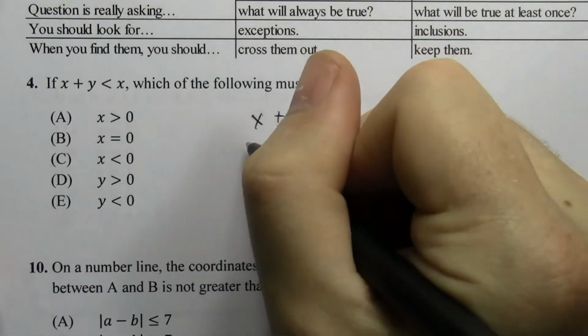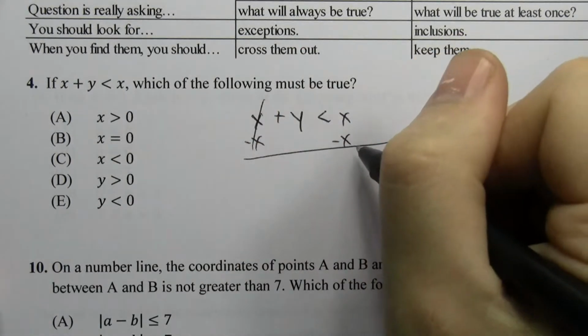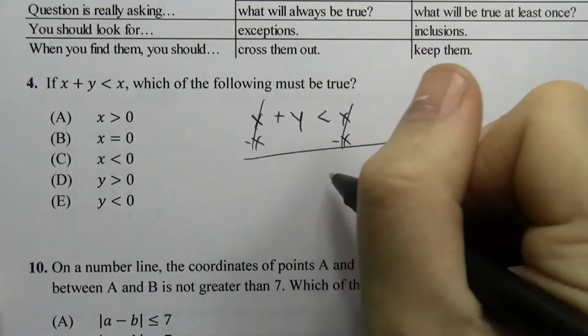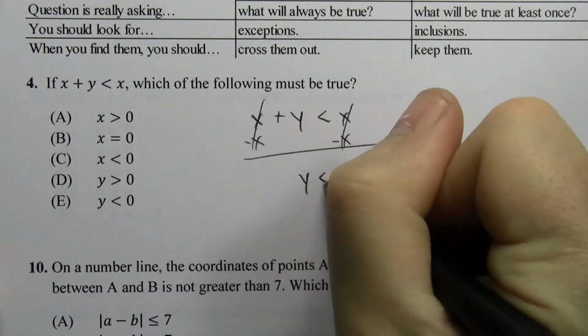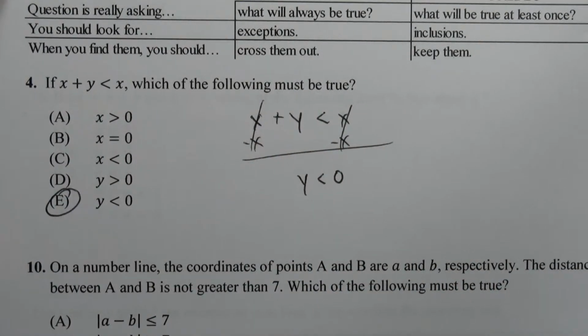If we consolidate a bit, we subtract x from both sides, which is totally okay. We get them to drop out on both sides, right? And we know that y is less than 0, which is E. So that was pretty straightforward, just solving algebraically.